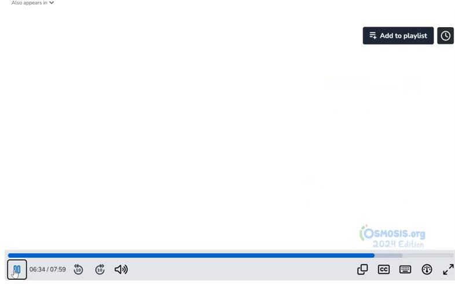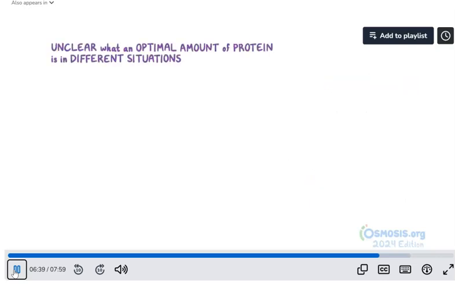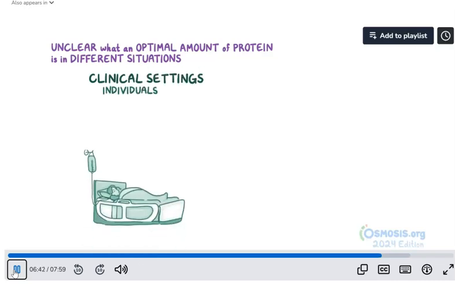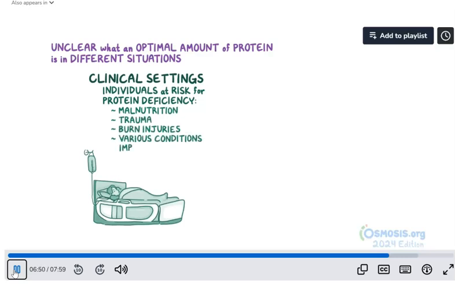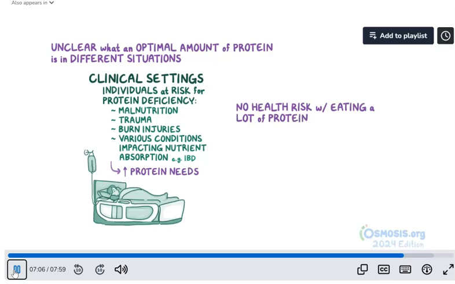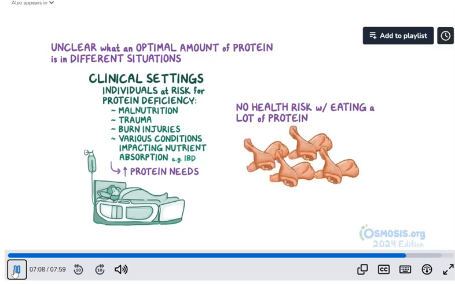Now, the fact is that it's still unclear what an optimal amount of protein is, and the research is ongoing. In clinical settings, there are certain individuals who may be at risk for a protein deficiency, including patients with malnutrition, trauma, and burn injuries, as well as various conditions impacting nutrient absorption like inflammatory bowel disease. These individuals may have increased protein needs compared to the general population. Except for certain circumstances like kidney disease, there usually isn't a health risk associated with eating a lot of protein, because our bodies are able to process it.